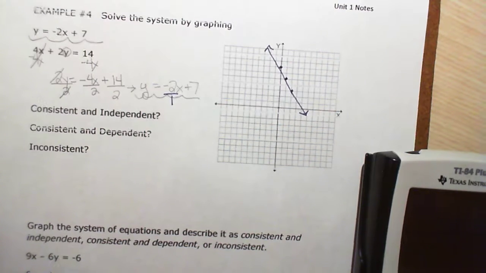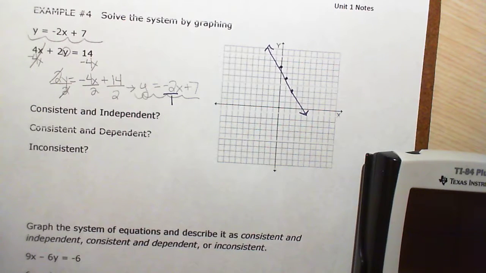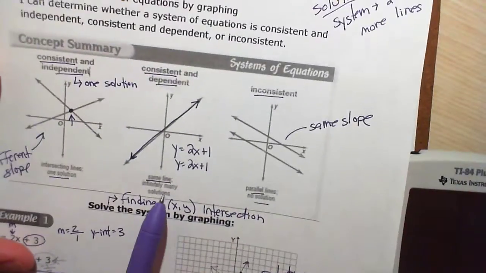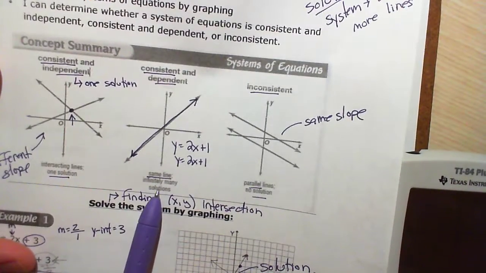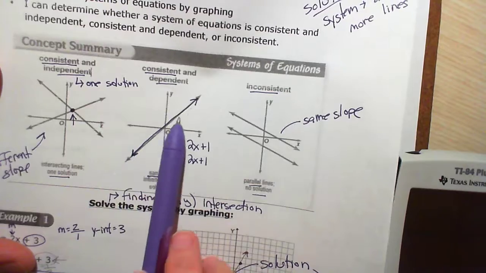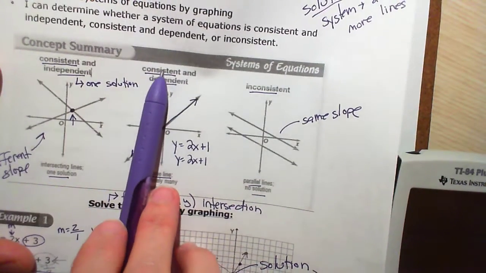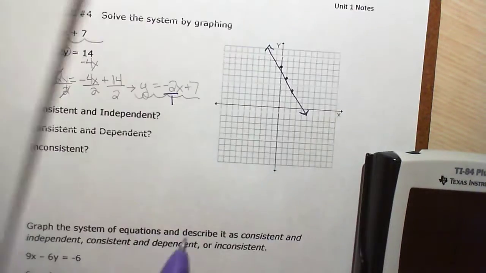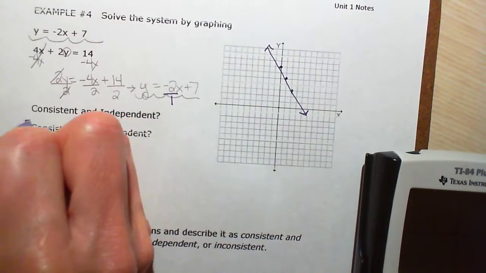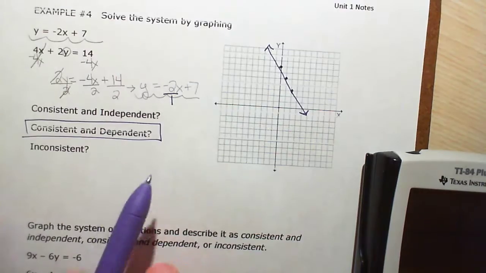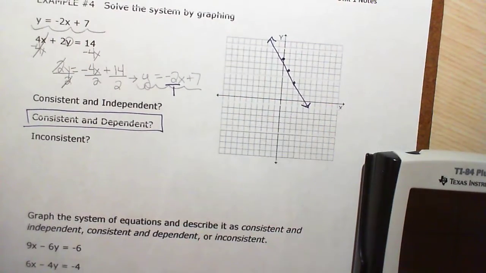Now think back, how did we describe these? We said they had a solution. We actually said they had infinitely many solutions, because these two lines have every single point in common. And we described them as consistent and dependent. Remember, these are like the two friends who have to do everything together. They're completely dependent on each other because they're the same line.